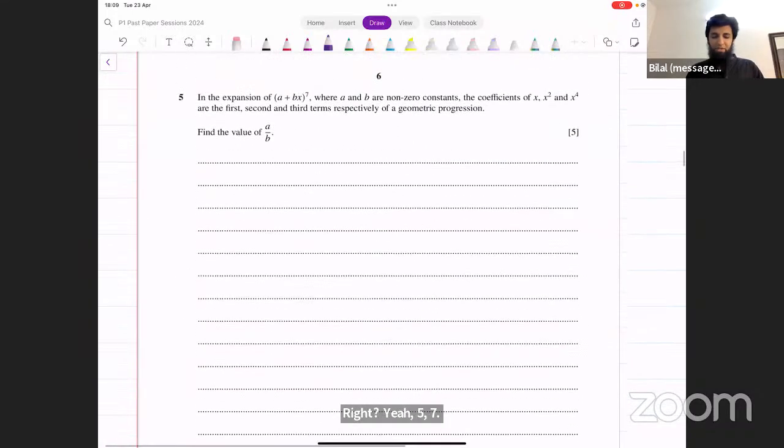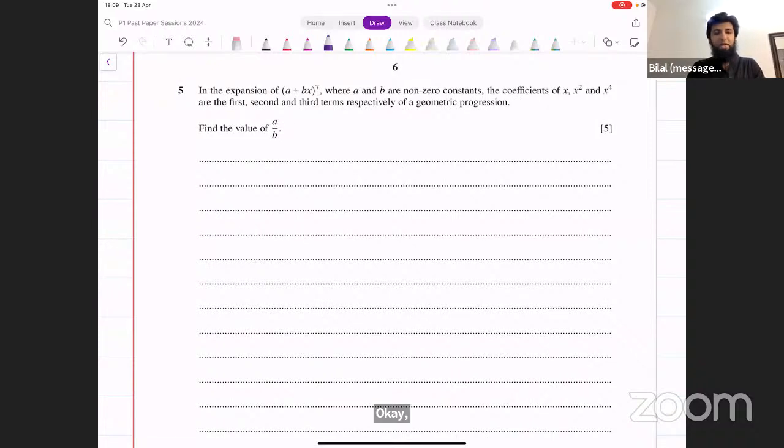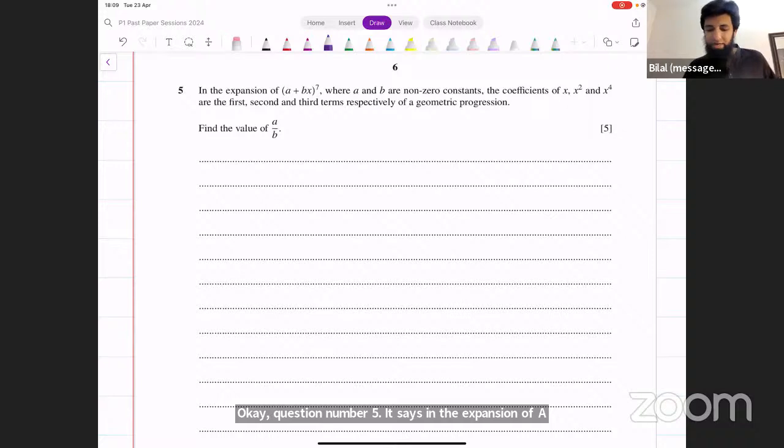Okay. Question number 5. It says, in the expansion of (a plus bx) whole raised to the power 7, where a and b are non-zero constants, the coefficients of x, x squared, and x raised to the power 4 are the first, second, and third terms, respectively, of a GP. Find the value of a over b.